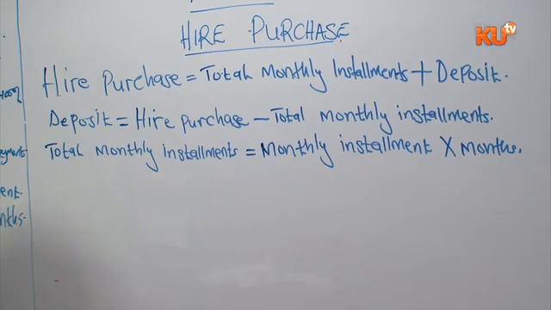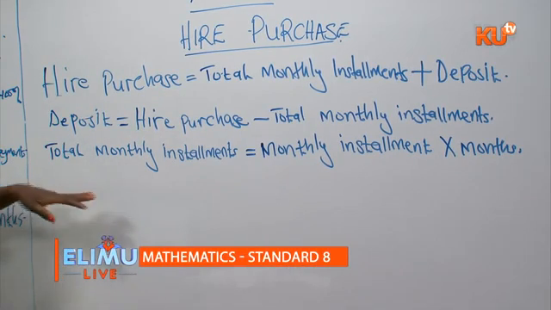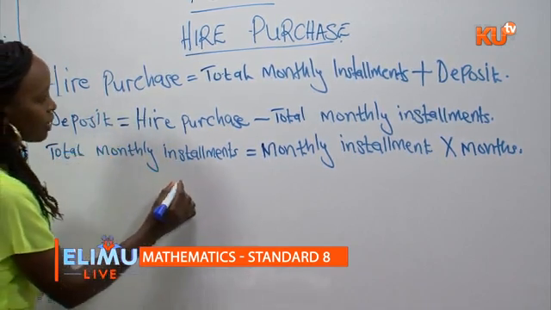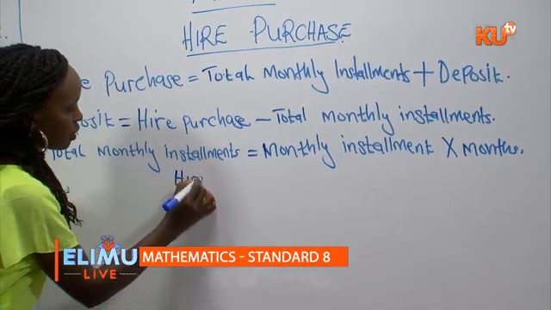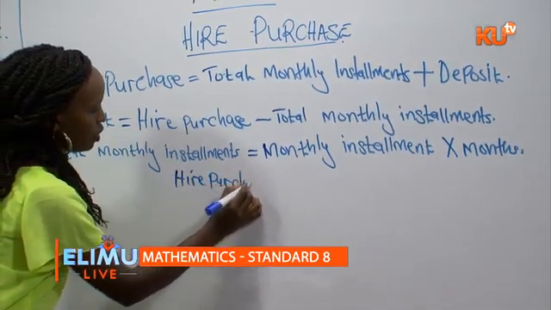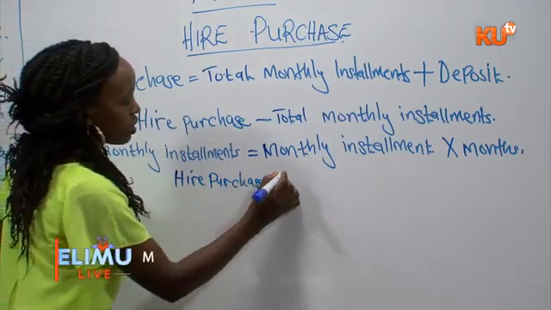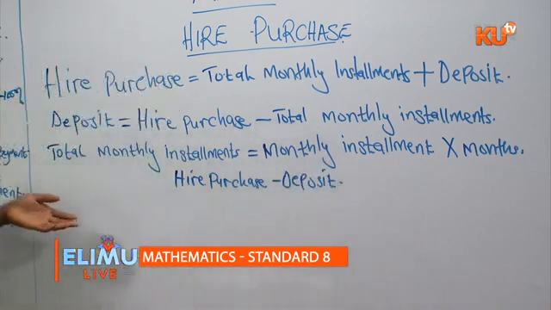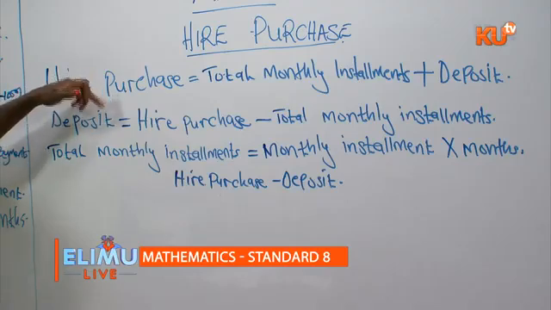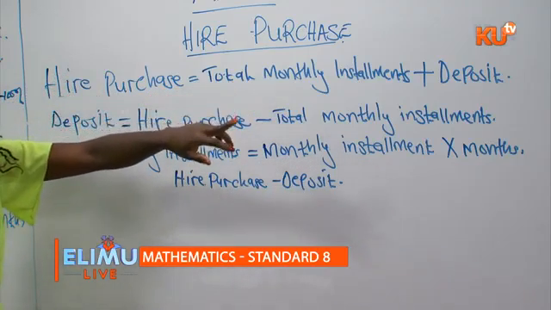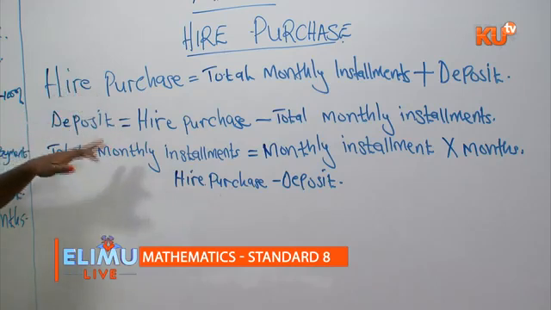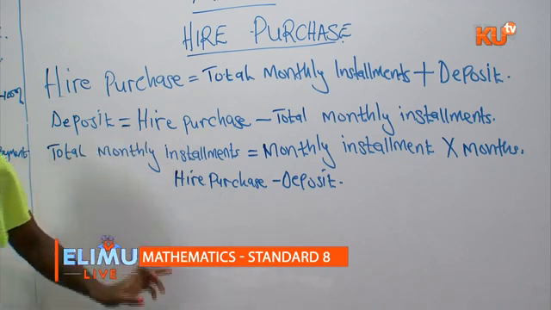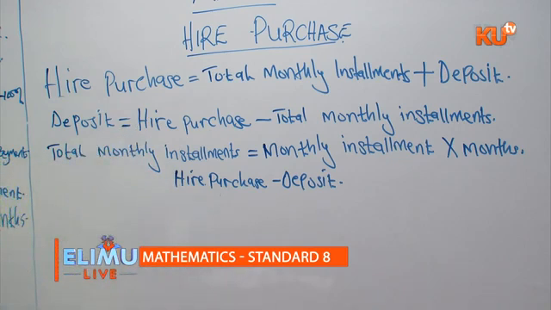So you get your total monthly installment. To get that total monthly installment, you can take the monthly installment times the number of months, or else you can take the hire purchase and subtract the deposit. You're still going to get the same answer, because to get the hire purchase previously we said you take the total monthly installment plus the deposit. That means you can get the total monthly installment by taking the hire purchase minus the deposit.